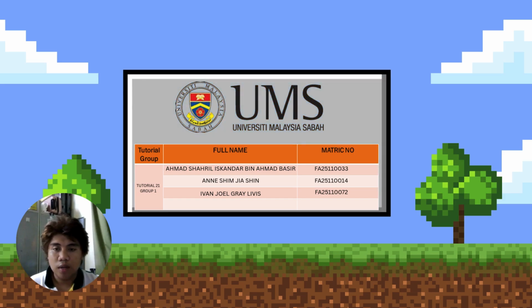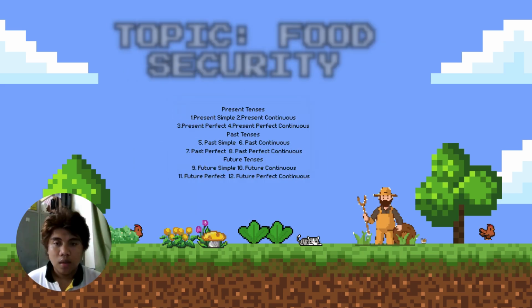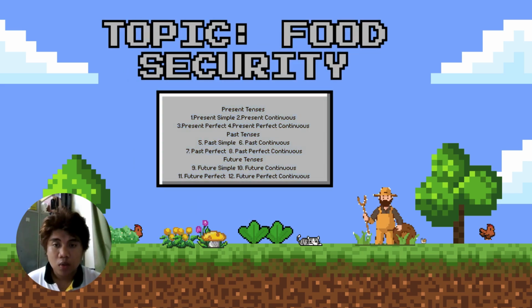Today Group 1 from 2021 will be presenting about tenses in English writing. In this presentation, we will explain to you the usage of tenses in English writing with examples from a web article. Today's topic will be about food security. Without further ado, let's get on with the presentation.